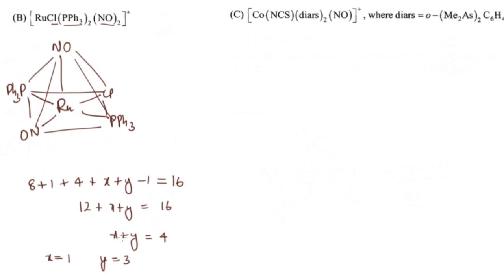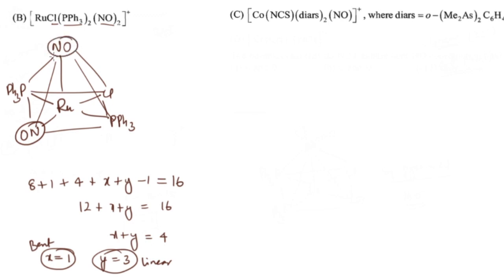Both of them cannot be 2, because I have told you that NO can either give 1 electron or 3 electrons. It can never give 2 electrons. So you cannot take 2 plus 2 equals 4 over here, because NO does not give 2 electrons. So it can be either 1 or 3. If it is 1, that means it is in the bent mode, and if it is 3, it is in the linear mode. So in this particular structure, one of the NO is in bent mode and the other one is in the linear mode.